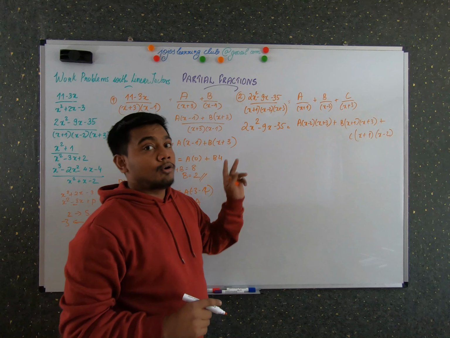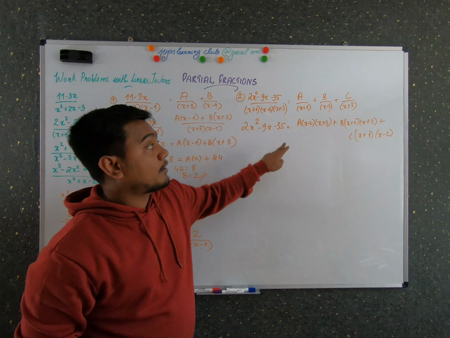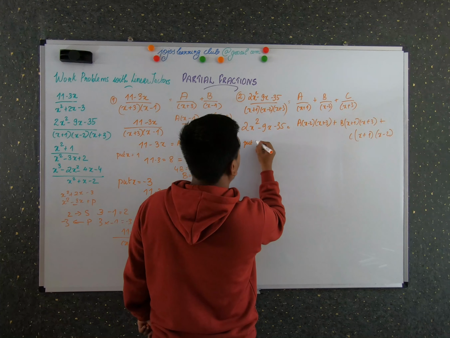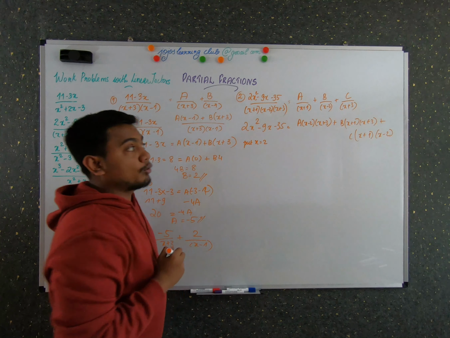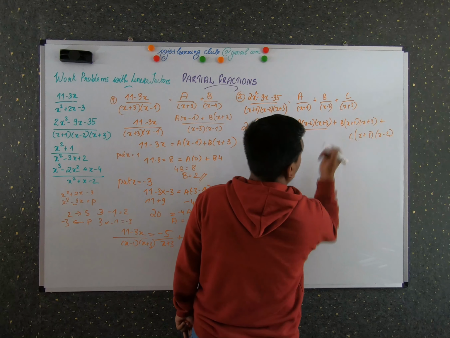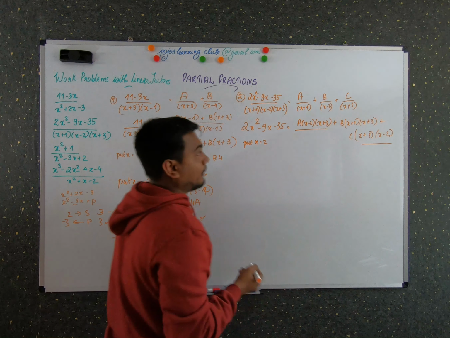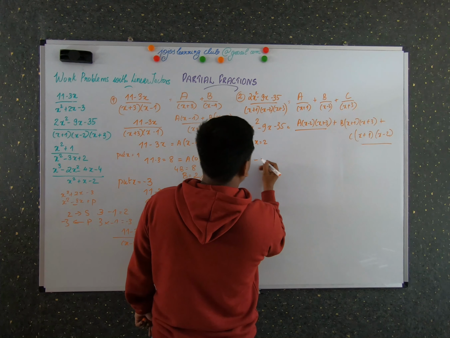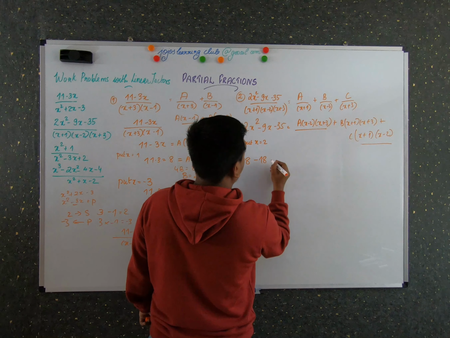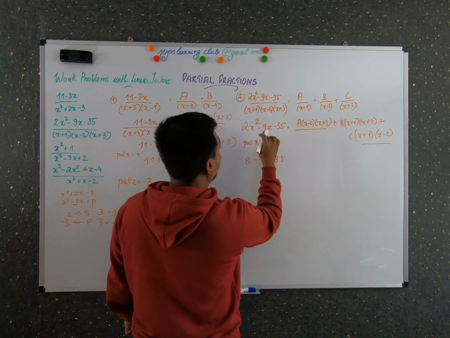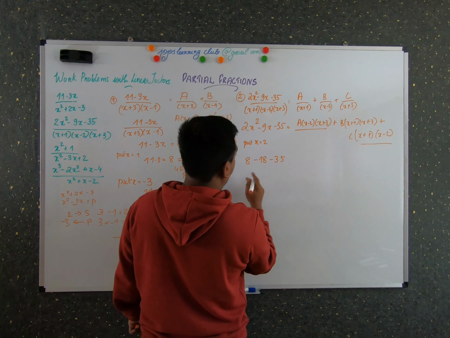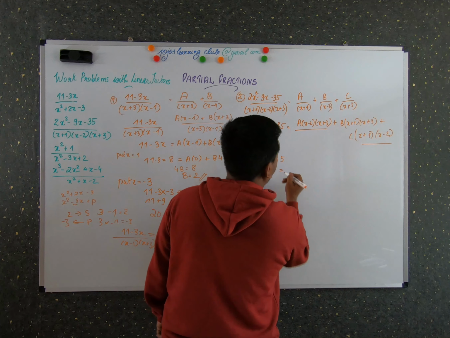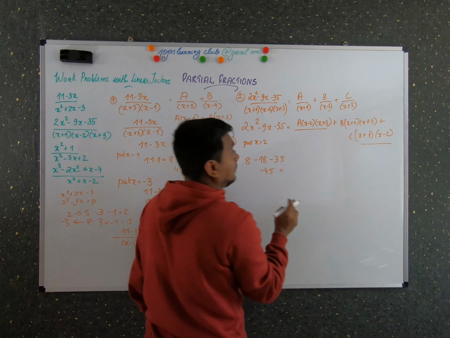Okay, so same process, trial and error method. What you would be doing here: put x is equal to 2, to make this term 0. What happens? This term gets 0 and also this term gets 0, right? Now I'm going to write 2 into 2 square is 8, minus 9 into 2 is minus 18, minus 35. So 8 minus 18 minus 35, so minus 10 minus 45. So it is the LHS, and now let us do the RHS.